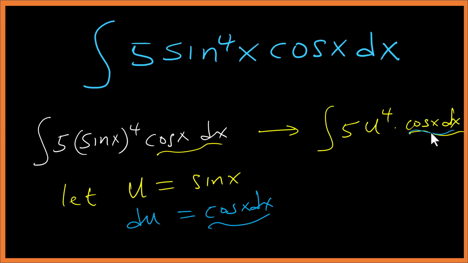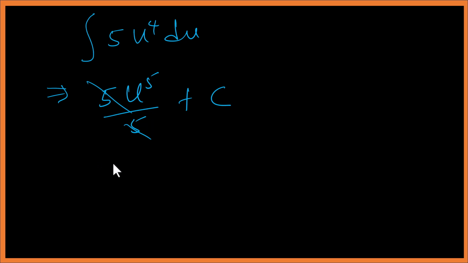So we have the integral of 5 u to the power 4, and cos x dx is now du. Simple as that. So we can now do the integration. We add one to the power and divide by the new power, 5, plus c. So the 5s will cancel. That will be u to the power 5 plus c.